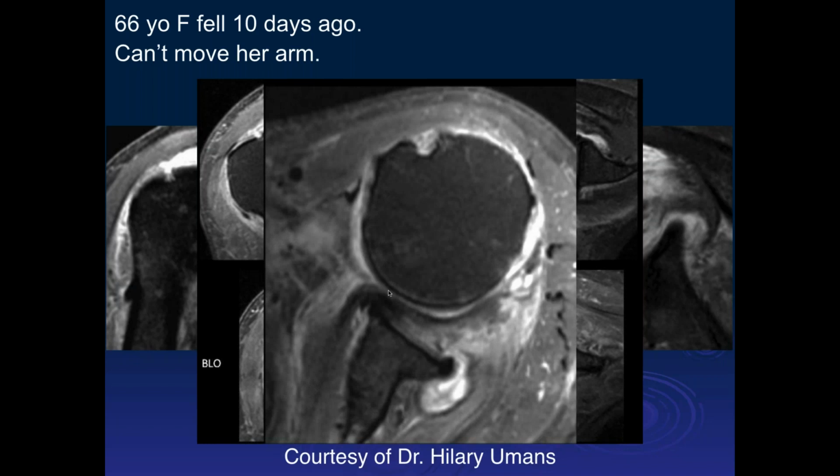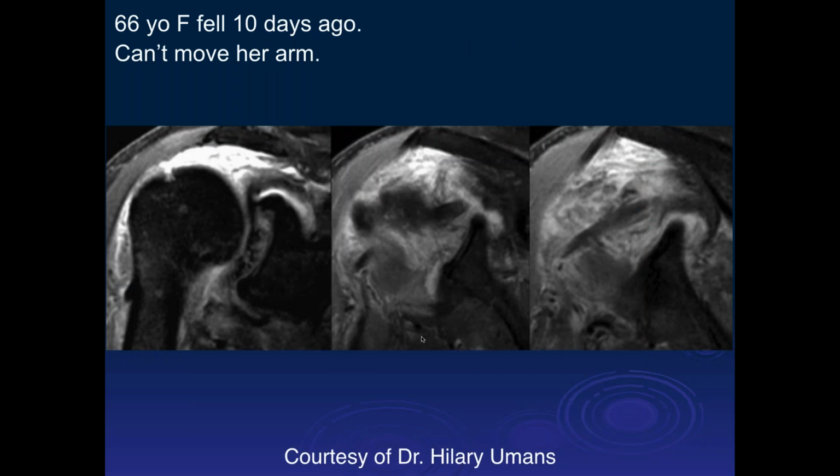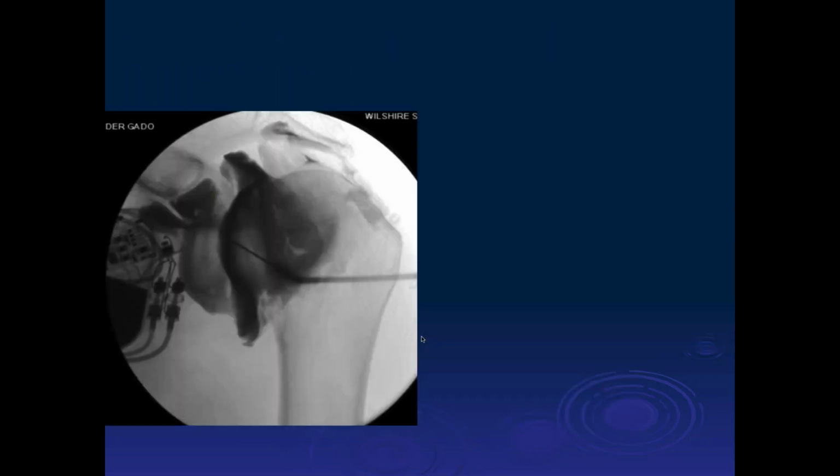Wow. And a humeral head. Yeah, and the biceps is torn. So there's a lot of disease here, but the main thing here is this is another case where the tendon is displaced into the joint space. Okay.